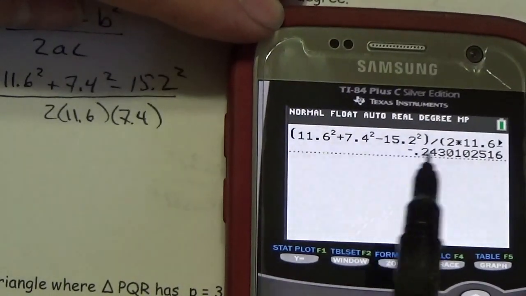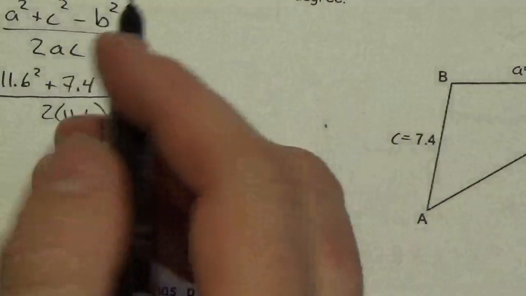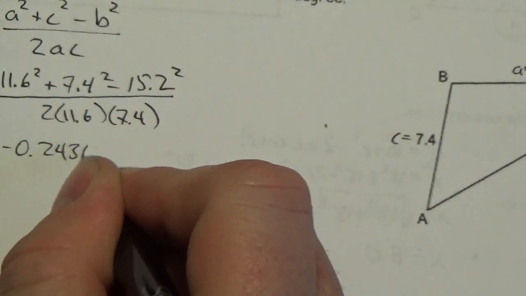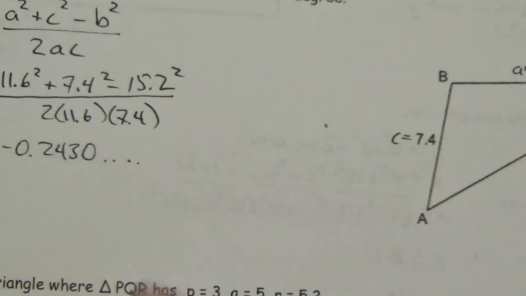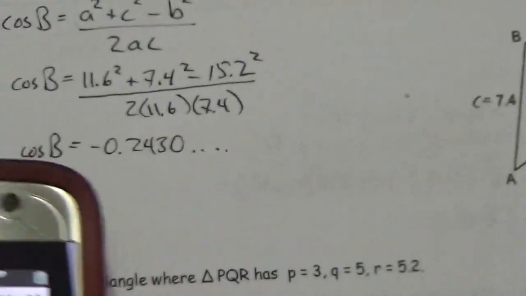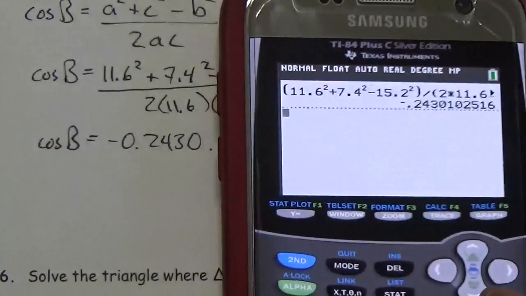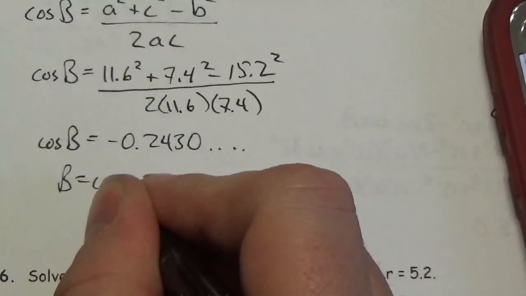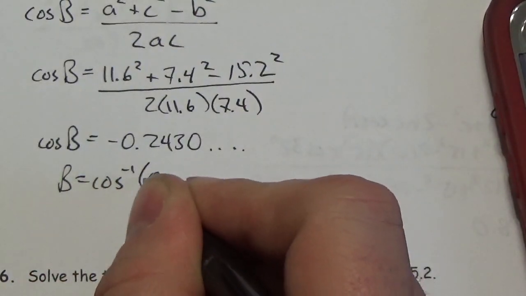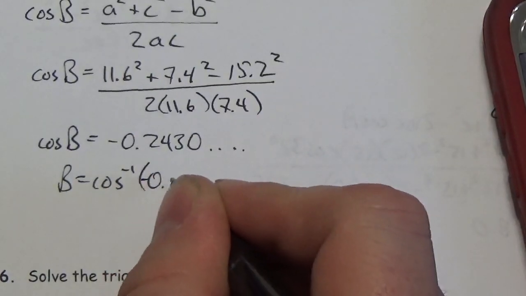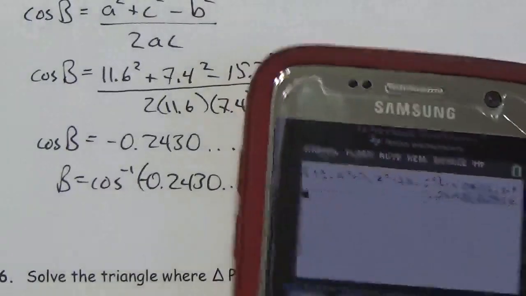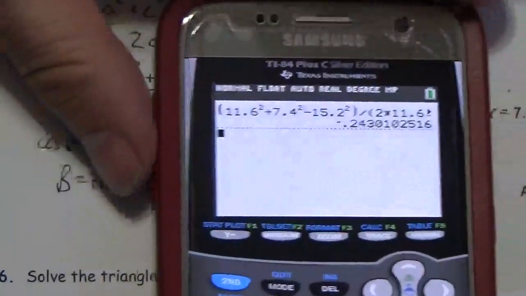Okay, so now we're getting this negative ratio here, and that's okay. Don't worry at all about the fact that that's negative. That actually means something important to the calculator, okay? And so now I'm going to take the inverse cosine of that. B will be the inverse cosine of that particular value. And again, I need the negative there. That will probably be explained a little bit later.